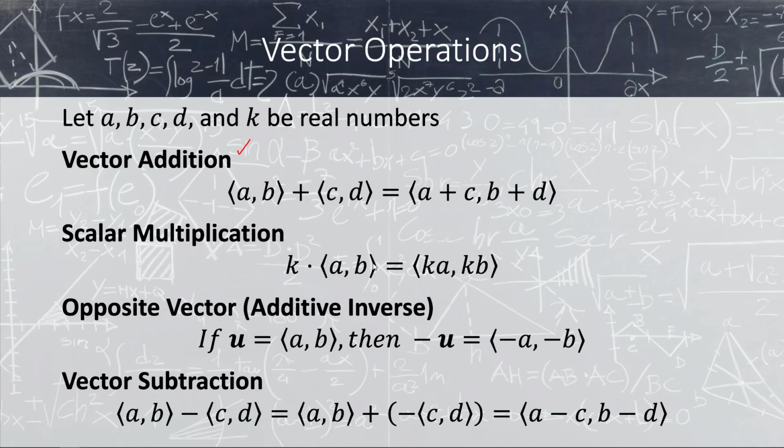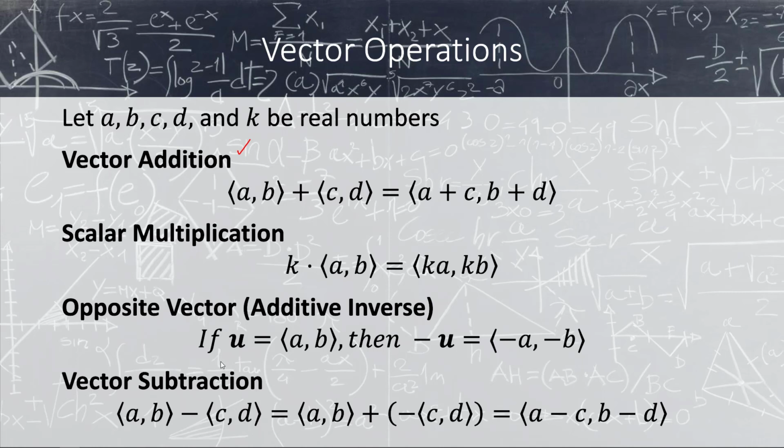If you're going to multiply a vector by a real number, well, that is just the same as multiplying each component by that number. So k times the vector AB is nothing more than k times A for the horizontal component and k times B for the vertical component.